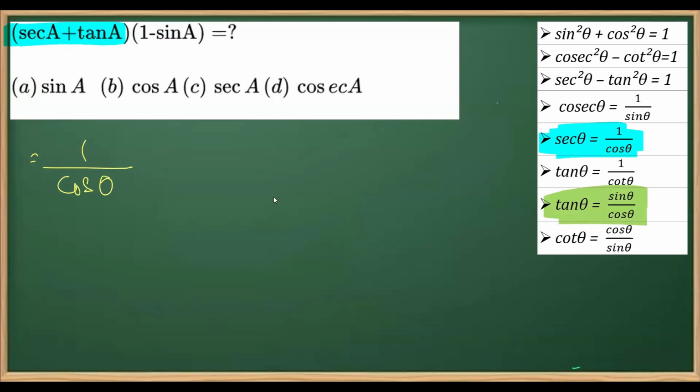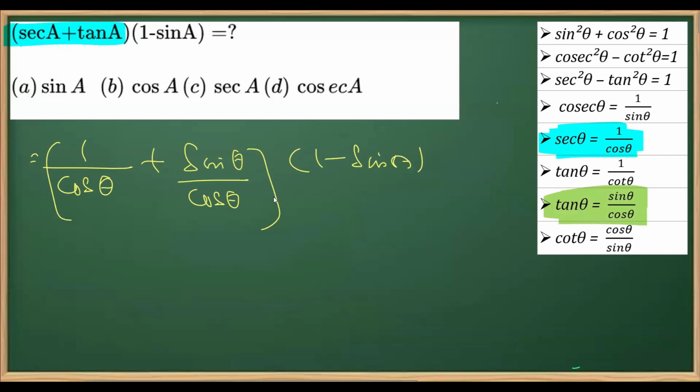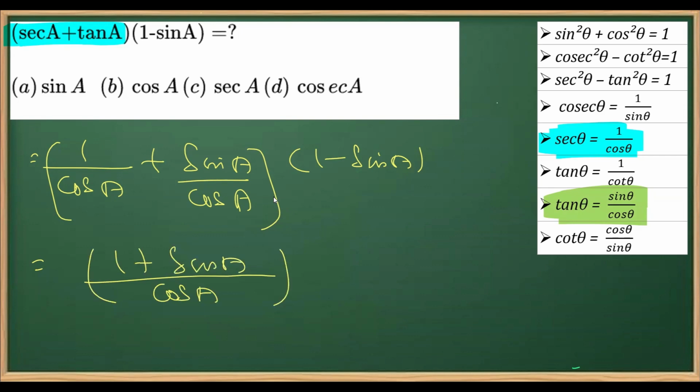So I'll write sec, which is 1 by cosθ, plus tan, which is sinθ by cosθ. And outside it's 1 minus sine. It's not theta, it's A. Why am I writing theta? Well, if it is A, it has to be A only. All right, so you can see that the LCM here is cos A, and this is 1 plus sin A, and outside it is 1 minus sin A.